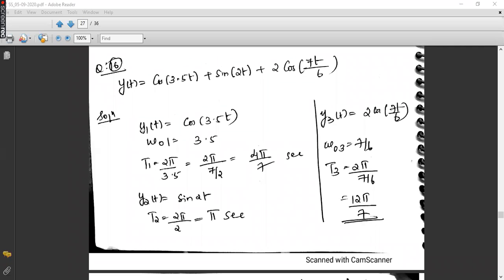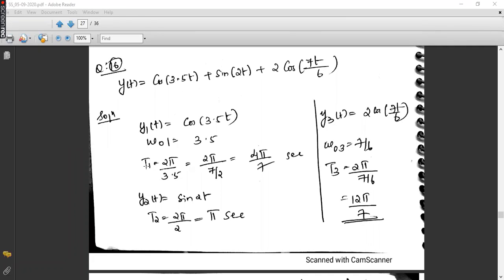So first I will take the first term, which is represented as y1 of t. What is y1 of t here? It is cos 3.5t. So from this, by direct observation, you can find the angular frequency of the first term, that is omega naught 1. I can write this as subscript 1 because it is confined to the first signal alone. So omega naught 1 is 3.5.